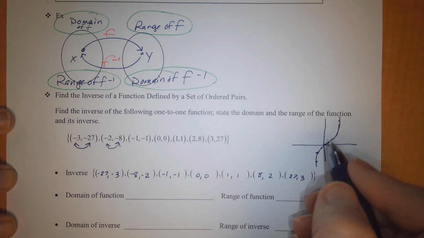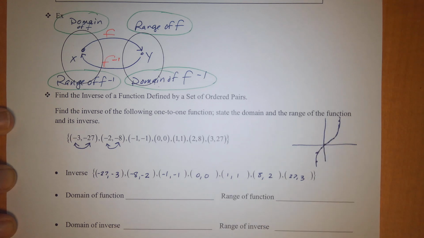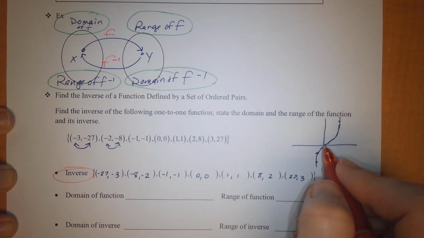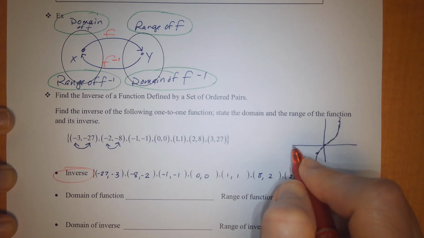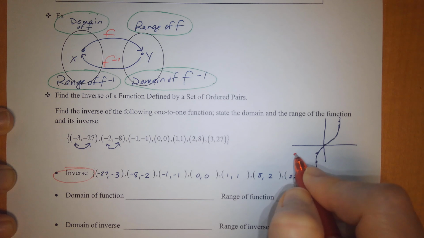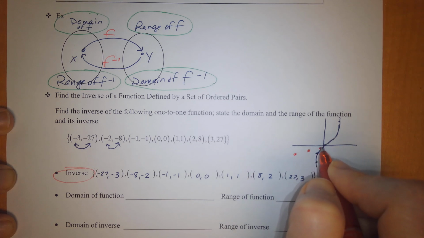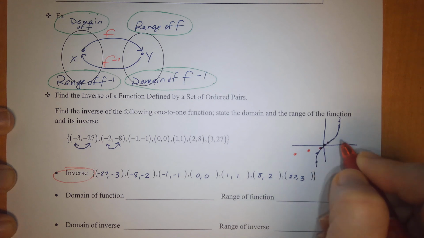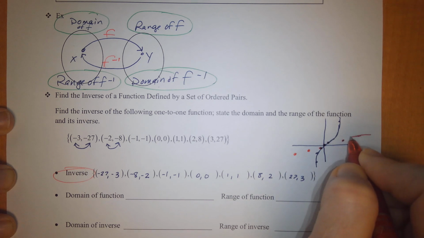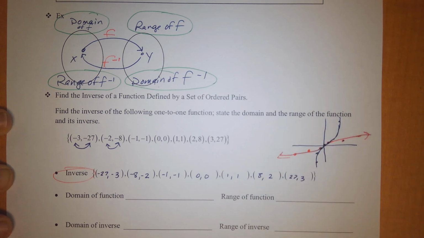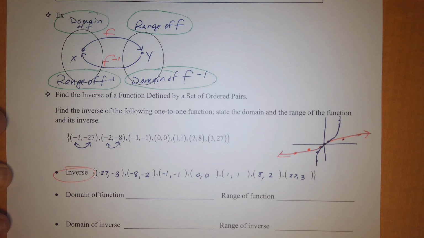And you're going to see if we were to graph that inverse over here in the picture, the graph would look something like this. -27, -3, -8, -2, would look something like that. Okay?